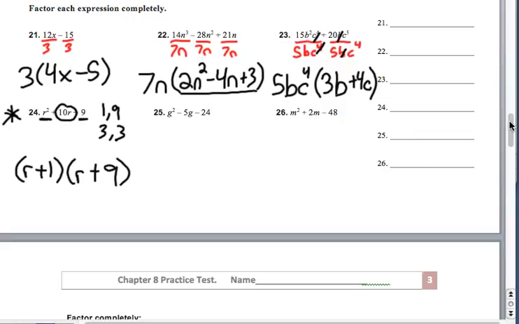So again, this is when you're dealing with quadratic trinomials, okay? This is how you do it. So let's move on to the next one. Again, quadratic trinomial. Let's set up my parentheses. To get g squared, I get g and g.